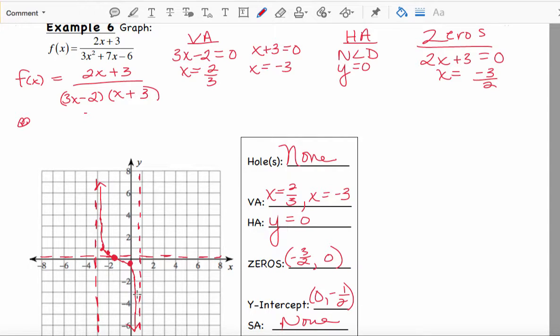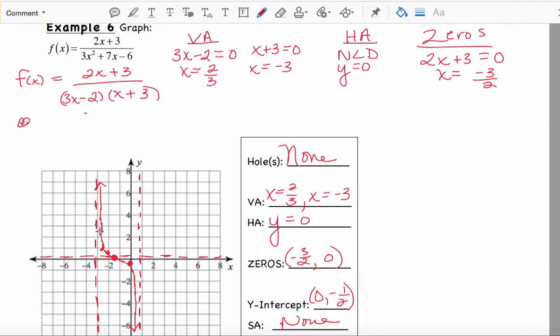I'm going to try, I'm not going to graph it. Well, maybe I will. I'm going to try negative 2.75 and see what happens. I get a value of 1. How about negative 2.9? I get a value of 2.5. So at negative 2.9, I do get a value of 2.5. So I know I'm in the right direction.